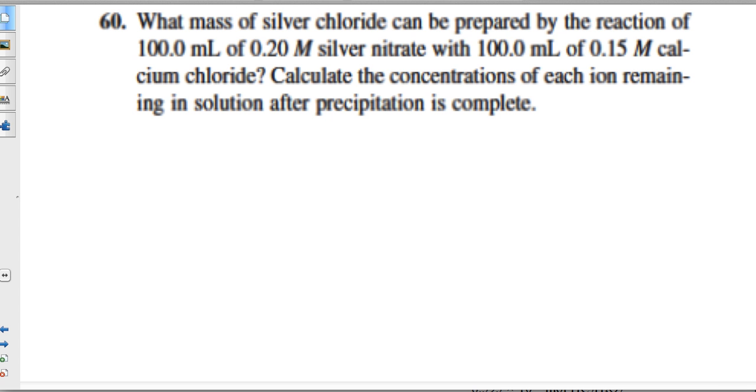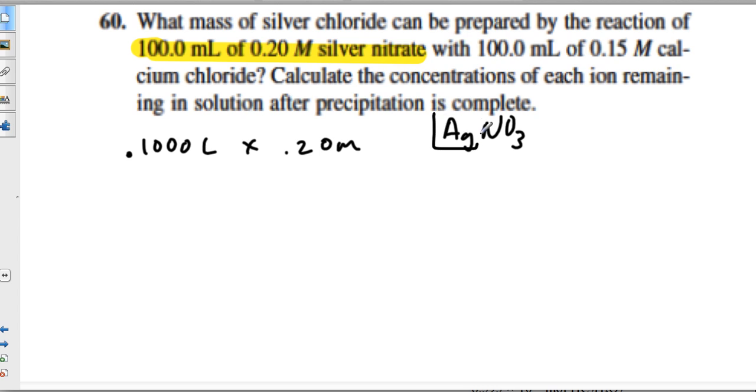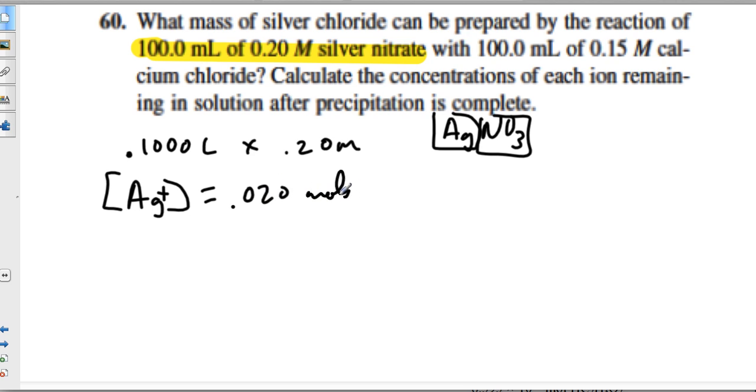So if we look at this problem right here, it tells me I have 100 milliliters of 0.20 silver nitrate, so that's where I'm going to start. So I'm going to go, okay, 0.100 liters times 0.20 molarity, and in this case, silver nitrate is AgNO3, so the subscript there is 1 and 1. So ultimately, my concentration of Ag plus is going to equal 0.020 moles. So that's going to be moles of Ag plus.